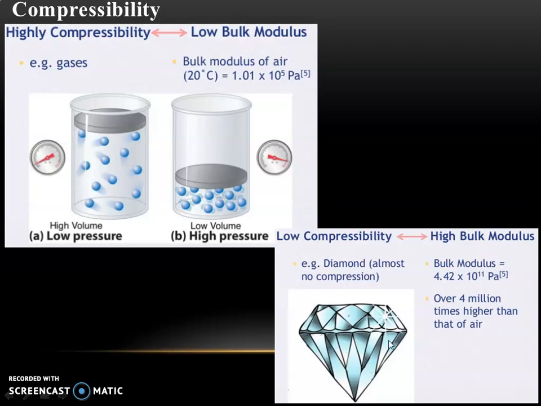Whereas if we consider diamond, we know that it is not very easy to compress it. So diamond has got low compressibility, and as compressibility is inversely proportional to K, bulk modulus is high.